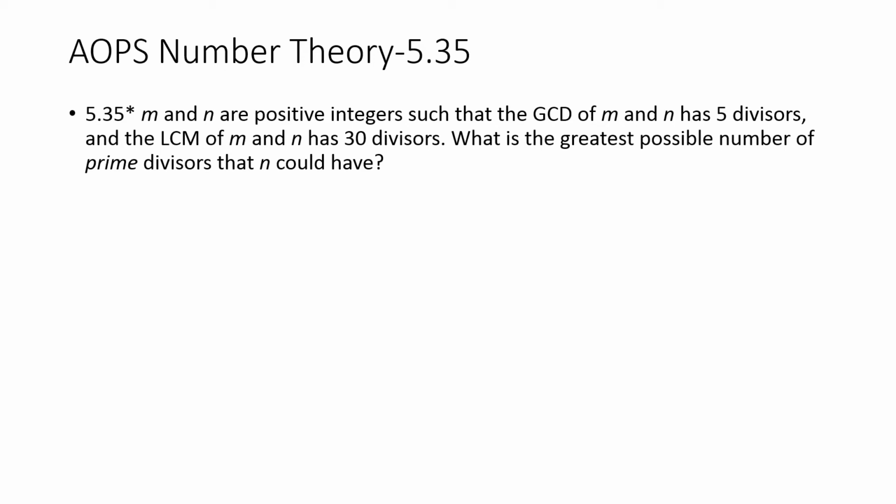AOPS number theory 5.35. M and N are positive divisors such that the GCD of M and N has 5 divisors and the LCM of M and N has 30 divisors. What is the greatest possible number of prime divisors that N could have?